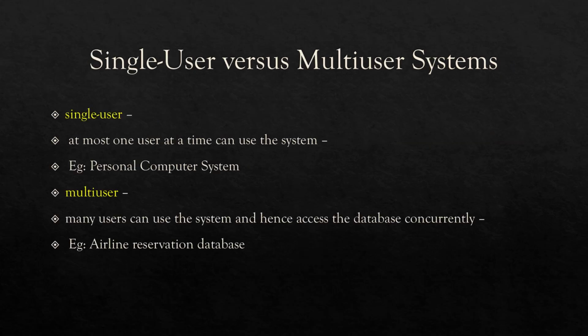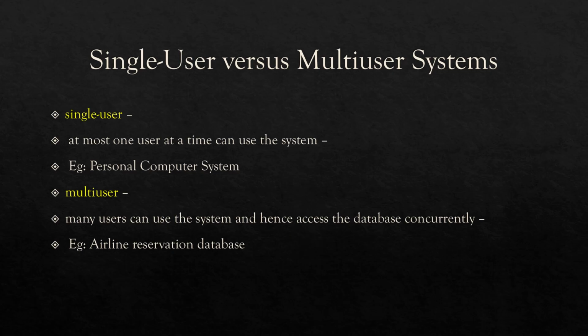Let us know what single user and multi-user are. What is single user? At most, one user at a time can use the system. That is called single user. For example, your personal computer, PC, or laptop. You are the only one person using that system at a time, so that is called single user.